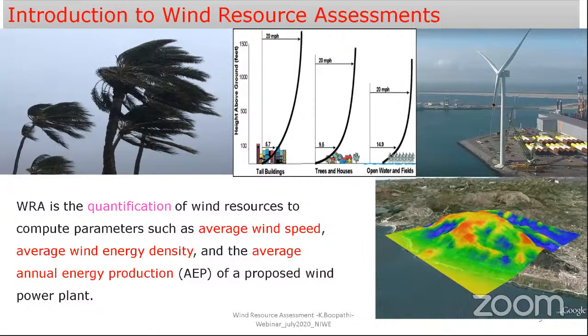The input of the wind turbine is completely the wind. The output of the electricity generation depends completely on the resource only. If the resource variation is there, the output will also vary, right? So the wind resource assessment is the quantification of how much wind is available at any particular location, and also the computation of parameters such as average wind speed, average wind energy density, and average annual energy production of the proposed power plant.